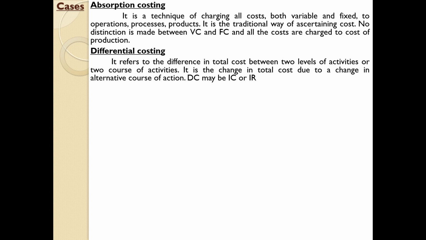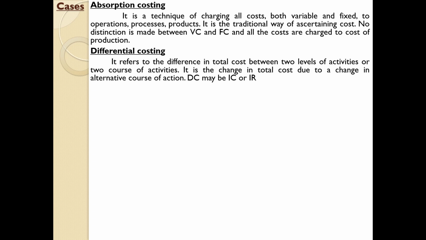So a decision that leads to a change in the total cost of production is known as differential cost, and a decision that leads to an increase in the cost of production is known as incremental cost. If the decision leads to a decrease in cost, it is known as decremental cost.